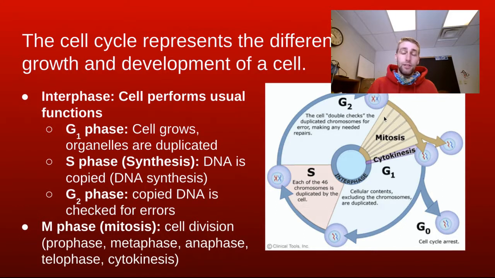And that includes all these other pieces: prophase, metaphase, anaphase, telophase, finishing with cytokinesis, at which point you have two cells, and they would be back to G1, and the process would kind of keep going over and over again.